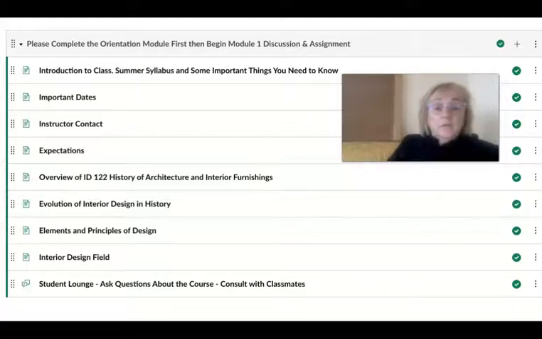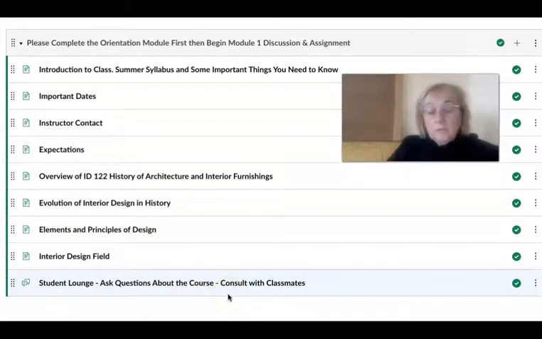You'll find an introduction to the class. You'll find the syllabus there, your important dates, how to contact me, the expectations for the course, an overview of the history of architecture and interior furnishings, a little one-page overview, and another page on the evolution of interior design in history, which we'll be covering. You need to know the elements and principles of design, and we'll look a little bit at the history of the interior design field. There's also a student lounge page where you can ask questions about the course, and other classmates can answer you. You can contact me that way.